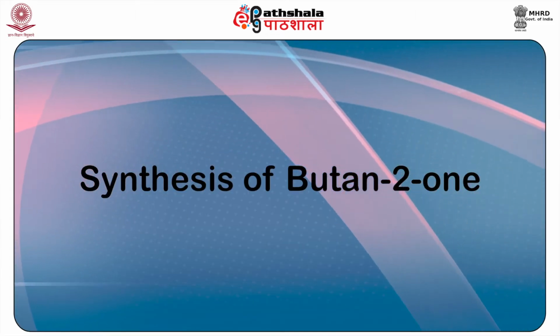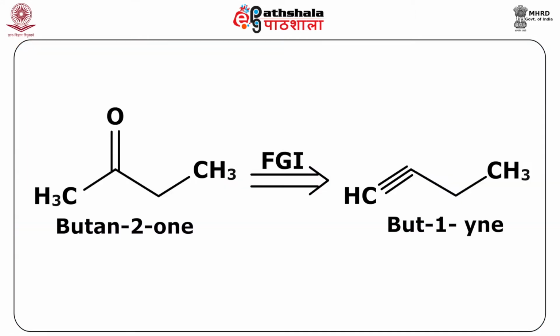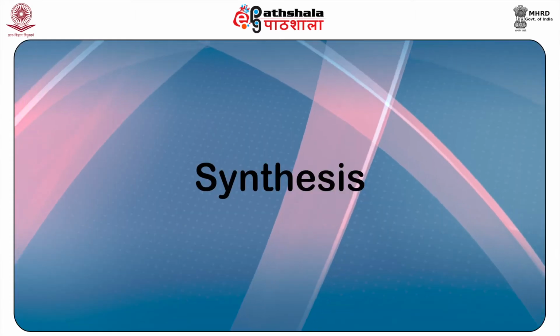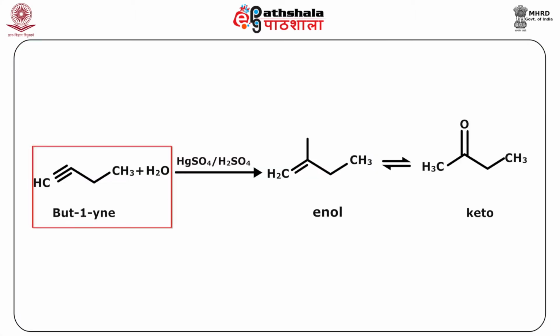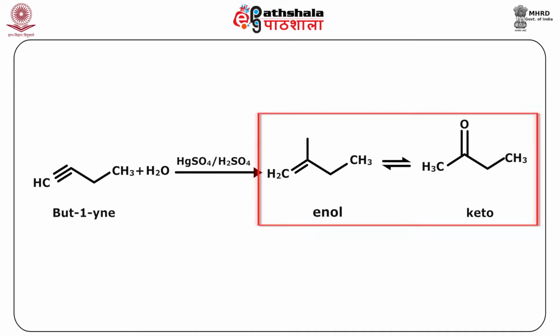Synthesis of butan-2-one. Butan-2-one, or 2-butanone, is a 4-carbon carbonyl compound. The retrosynthetic and the synthetic pathways are given. The retrosynthetic approach shows that butan-2-one can be synthesized from 1-butyne. The functional group interconversion traces back 1-butyne as the synthon for the preparation of the desired product. The reaction of 1-butyne with water in the presence of HgSO4 and H2SO4 takes place as per the Markovnikov addition of water on the alkyne moiety, giving the enol form, which then tautomerizes to 2-butanone.